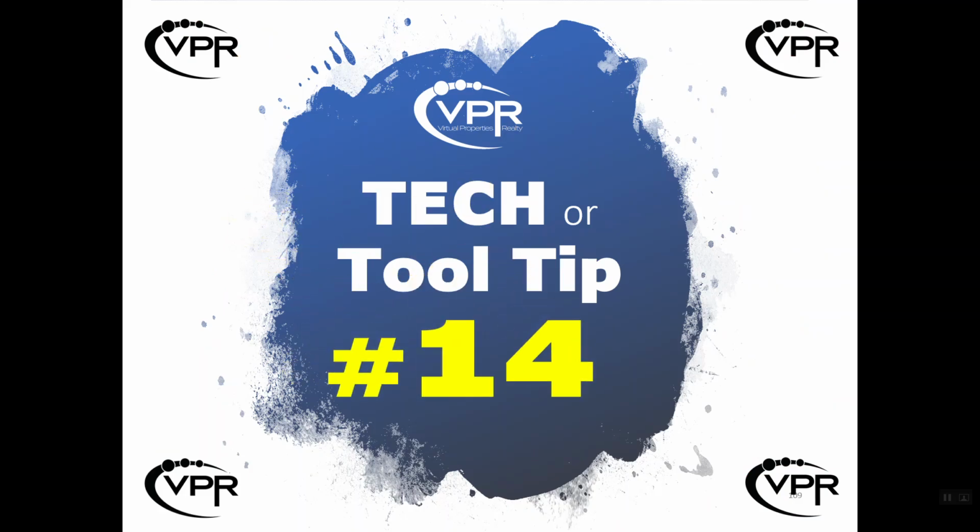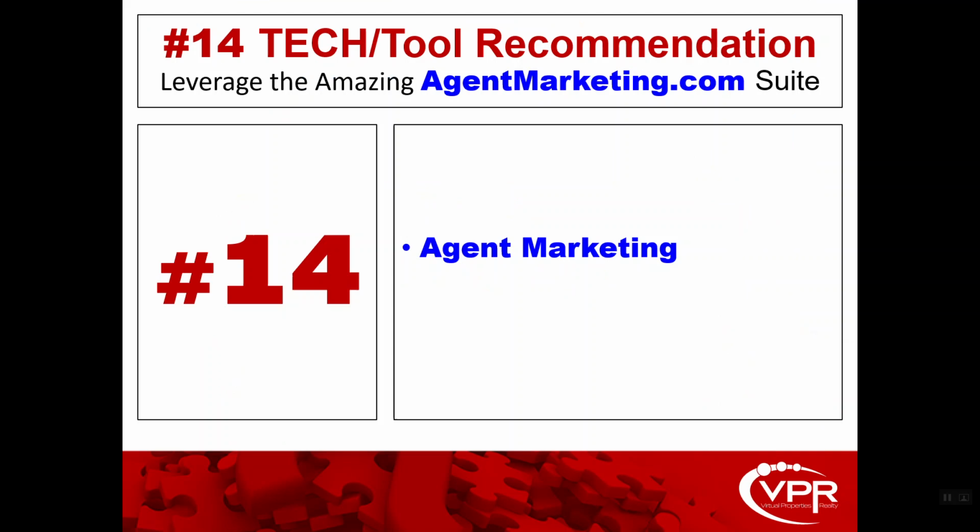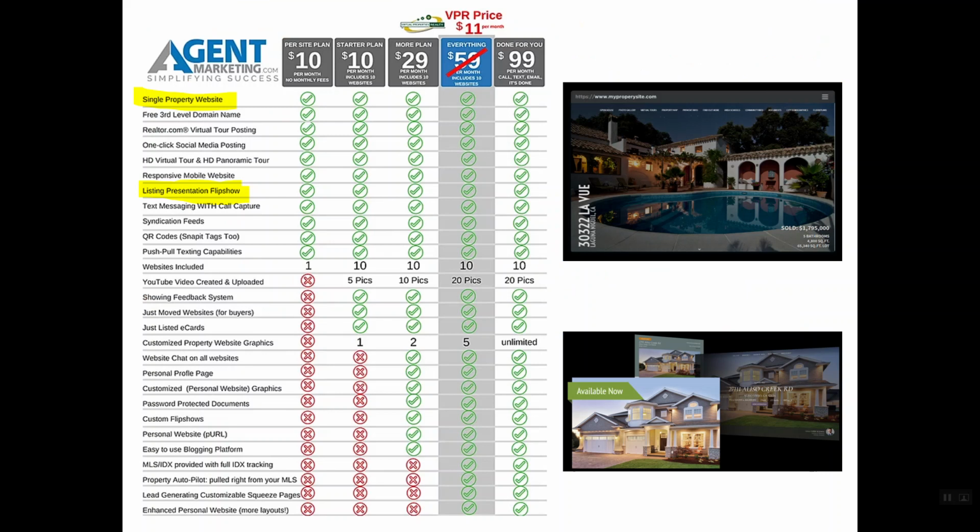So now, at number 14, agent marketing. Probably the best deal of anything I'm aware of out there. Virtual Properties has a price of $11 a month. The street cost is $59 a month. We are subsidizing that to buy it down for you at $11 a month. If you look in the yellow in the upper left corner, the single property website, that's probably the number one reason agents pull the trigger for the $11 a month on that.